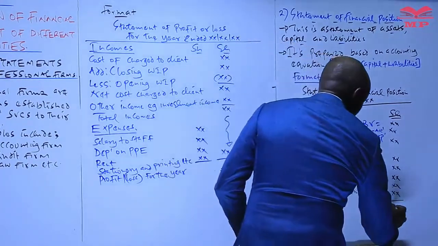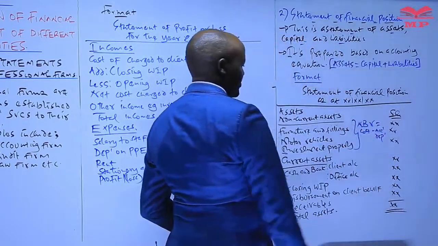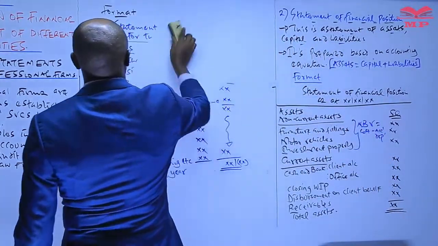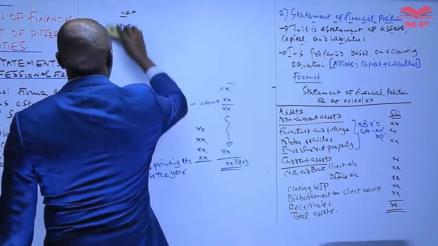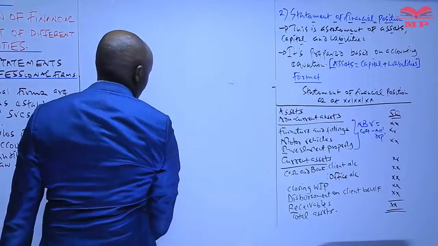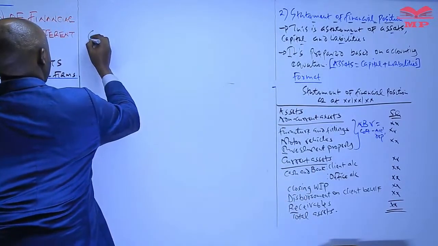We get the total asset. So after getting the total asset, we double underline that, because now we are through with the first part of our statement of financial position. And then from there we proceed and record capital and liabilities.